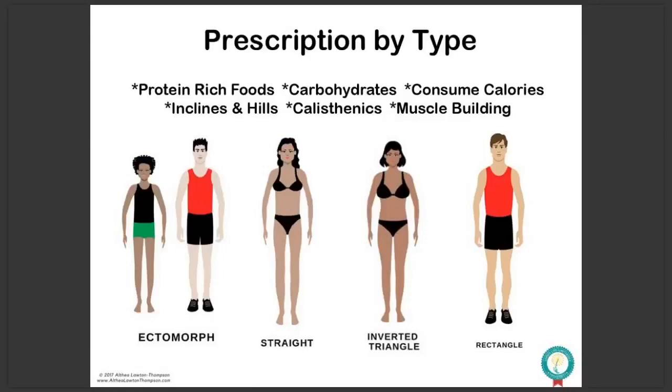Calisthenics, and I'm going to show a picture of calisthenics later. You're going to see calisthenics in almost every slide, but I'll tell you now that calisthenics are anything that does not require equipment. Jumping jacks is calisthenics. Running is calisthenics, but I don't mean those type of calisthenics for this body type. I mean, you should be doing squats. You should be doing push-ups. You should be doing exercises that will build muscle.